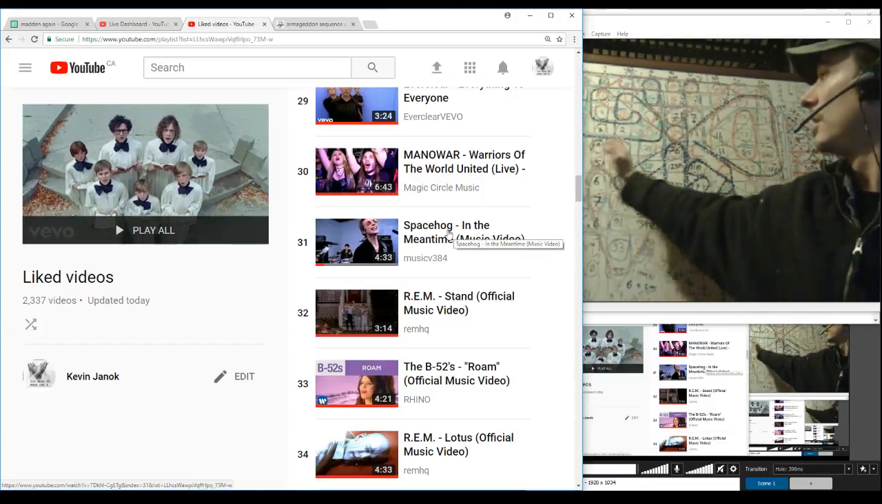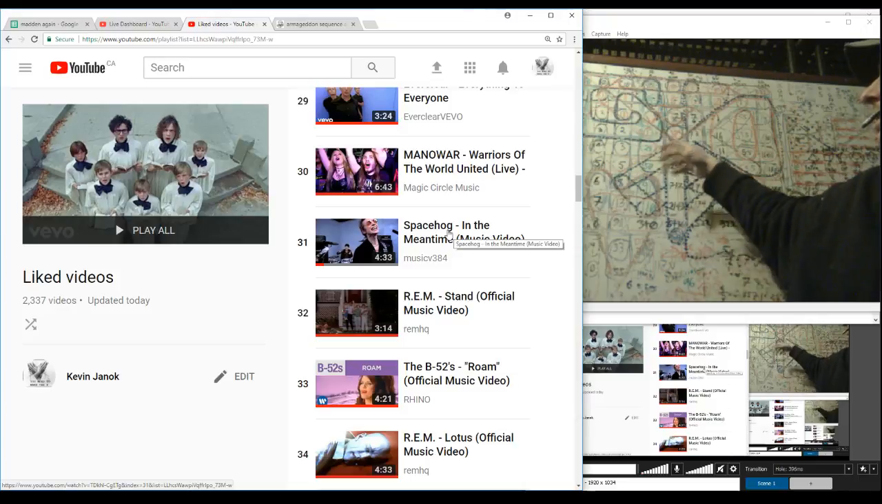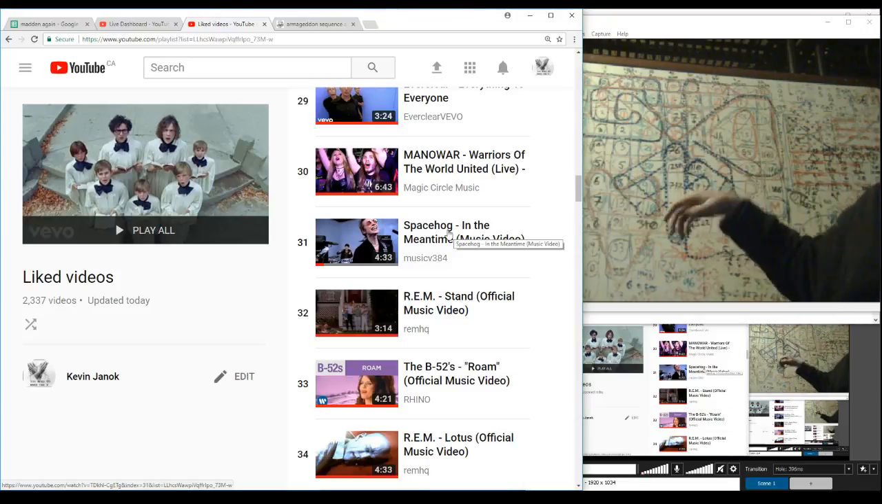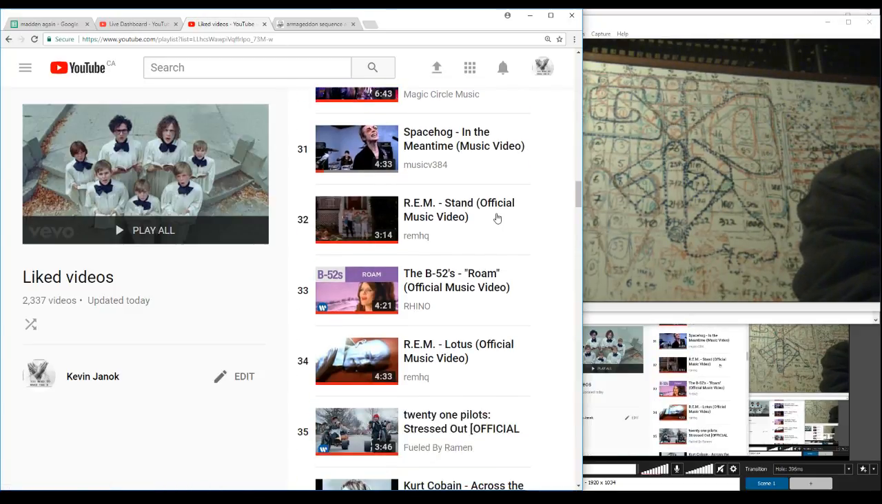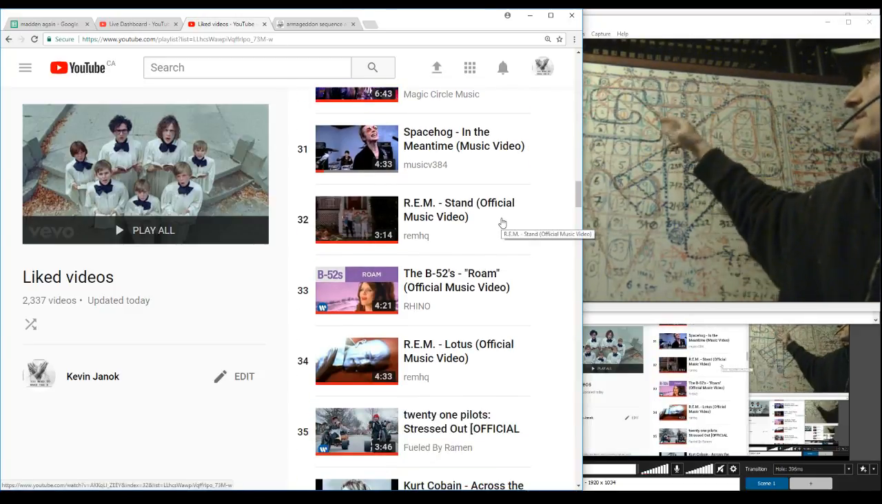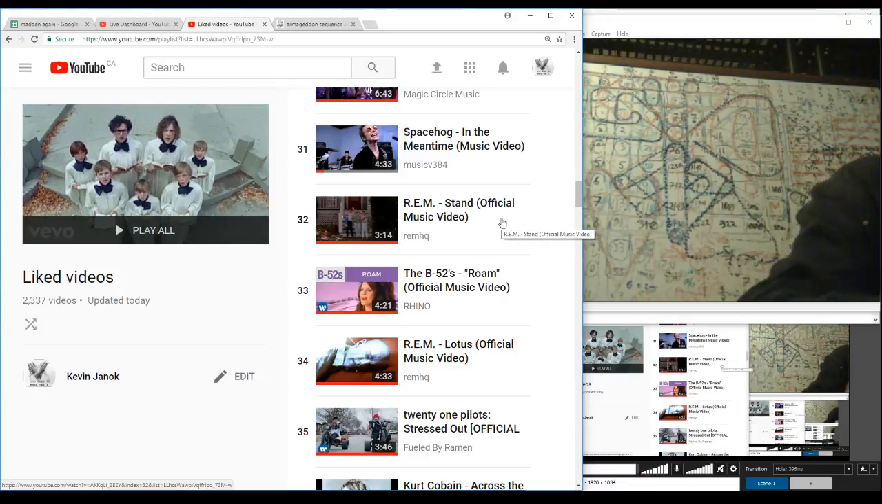Space Hog. Because space is hogging up the first 4 columns on the right hand of God before the 5th column, or balance, which is time. REM, stand. You know, it's just R is the whole thing, E and M. Can't get more balanced than that.